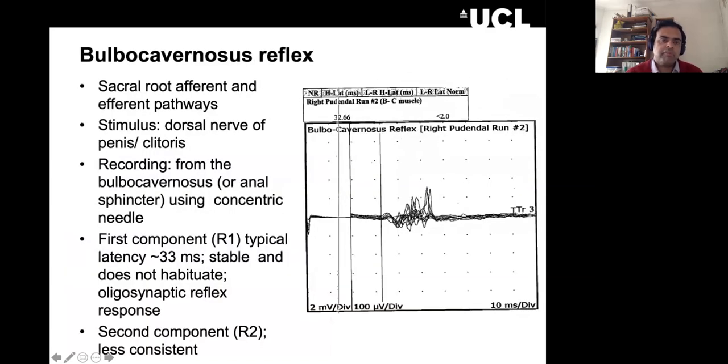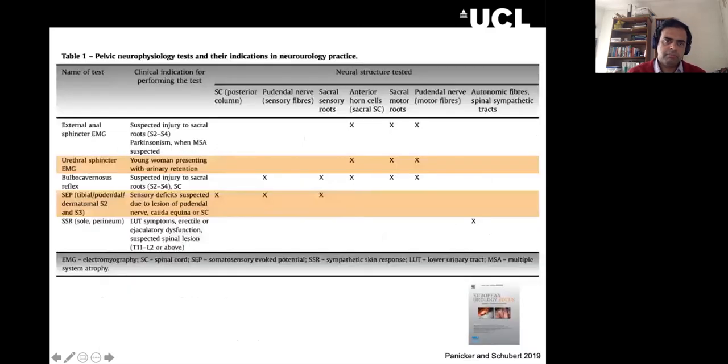The bulbocavernosus reflex, so this is something I think more neurologists would be familiar with, but essentially we assess both the afferent and the efferent sacral pathways. We stimulate the dorsal nerve of the penis, or the clitoris, depending on if it's a male or a female, and we record either from the bulbocavernosus, which is what we prefer in our lab, or from the anal sphincter muscle using a concentric needle. And akin to a blink reflex, we have a more reliable R1 component, which you can see here, which is roughly around 33 to 38 milliseconds in latency. And then we have a less consistent R2 response.